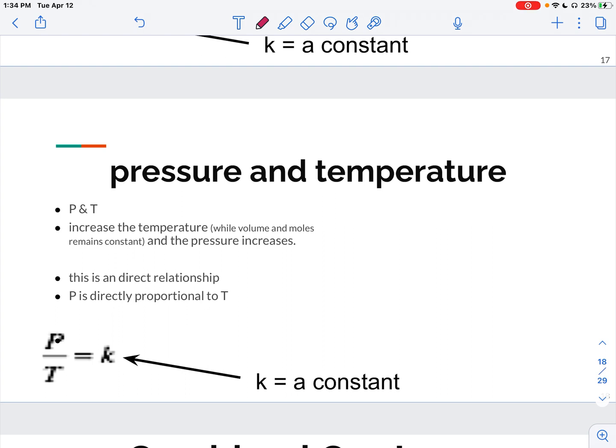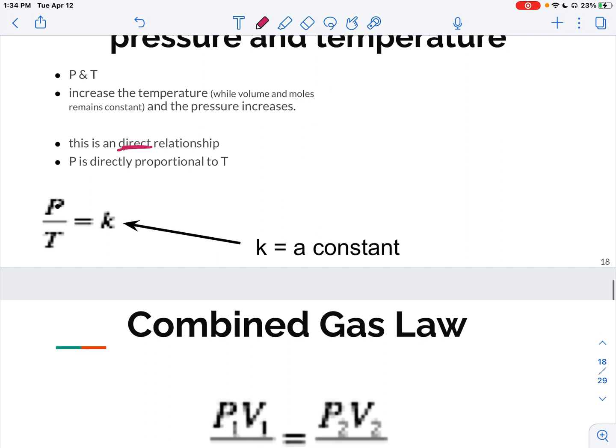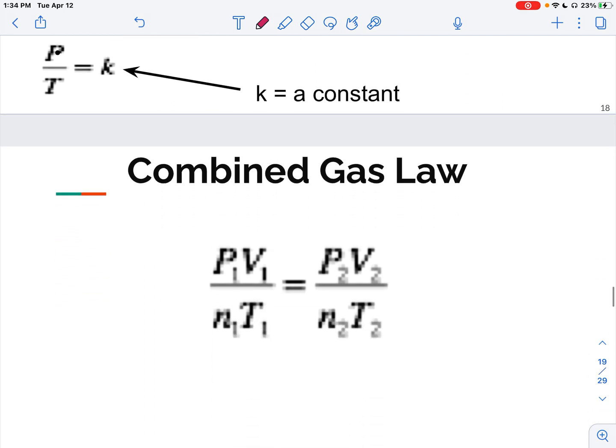And our last relationship is pressure and temperature. We are assuming volume is constant here. They are a direct relationship. So volume is constant, and when pressure goes up, temperature goes up. Pressure goes down, temperature goes down, just like volume and temperature. So the combined gas law is putting all three of these together. It's combining them. So the combined gas law is this.